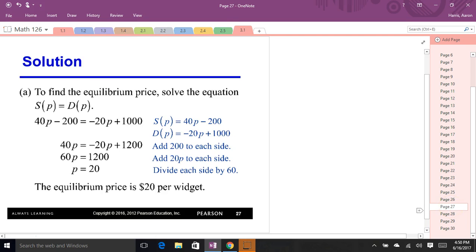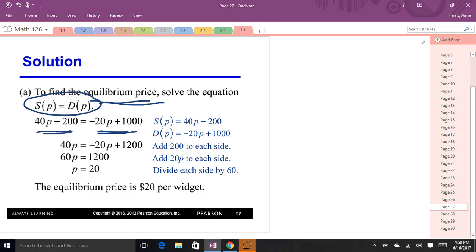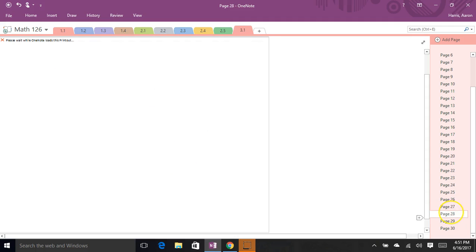So let's start out with this to find the equilibrium price here. So we'll set S of P equal to D of P. So notice S of P there, D of P right there. Solve that thing. So you add 200 to both sides, you get 1200 right there, add 20p to both sides, and soon enough there's your equilibrium price. So that's when your supply equals your demand, $20 per widget.